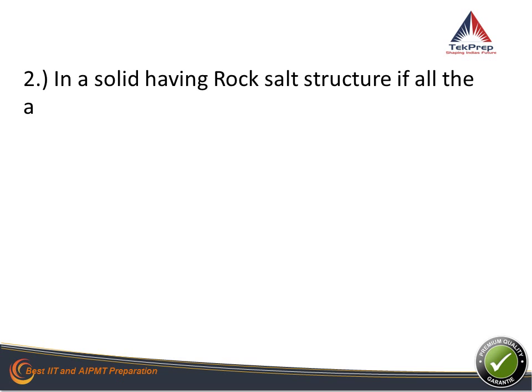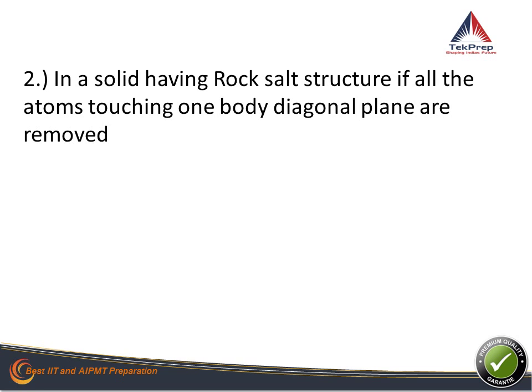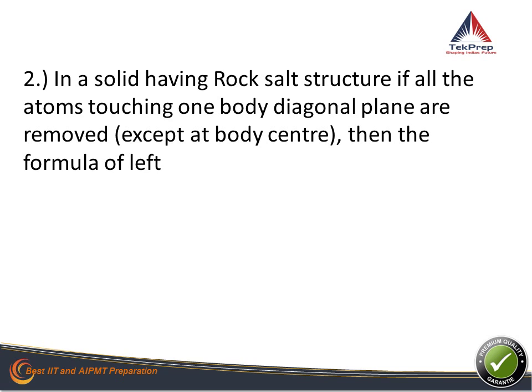It states: in a solid having rock salt structure, if all the atoms touching one body diagonal plane are removed except the body center, then what would be the formula of the unit cell which is left over after removing the atoms along the diagonal plane?